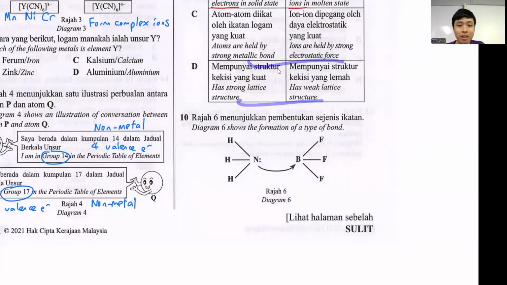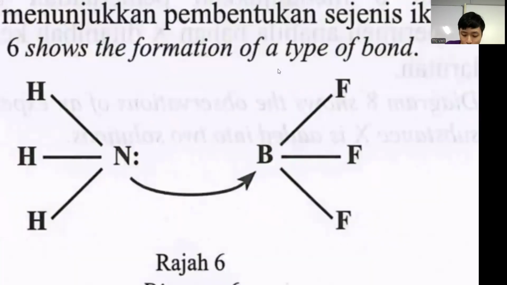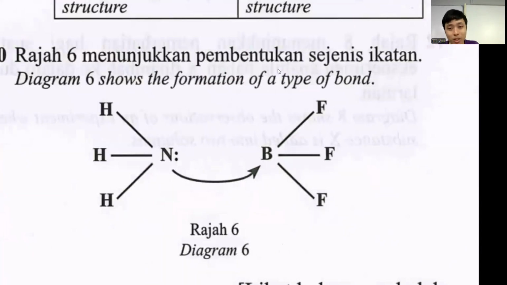Okay, question 10. If you see this diagram, Diagram 6, it already told you the formation of bond. Eh, why is it so laggy? I don't know why.